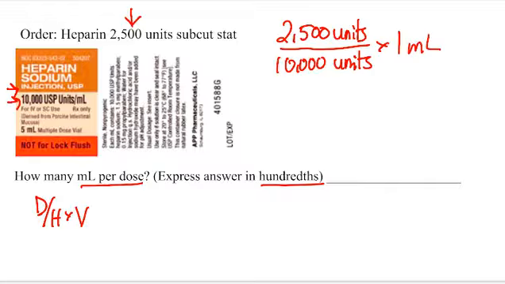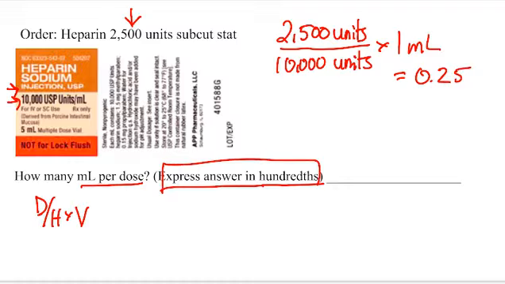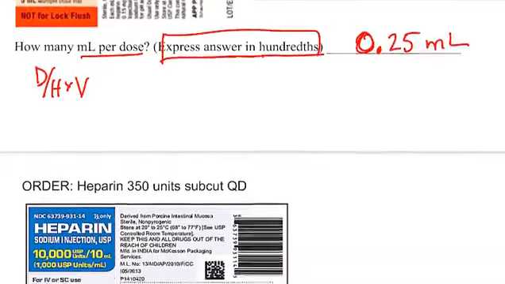Go to my calculator, 2,500. I'm going to be really careful with these zeros. Divided by 10,000 units. Multiply that by 1, and I get 0.25. But the answer is going to be expressed in the hundredths. This is the hundredths. I'm not going to round this at all. I'm going to write my 0 here to make sure it's clear that there's a decimal here. 0.25 milliliters per dose. Okay.